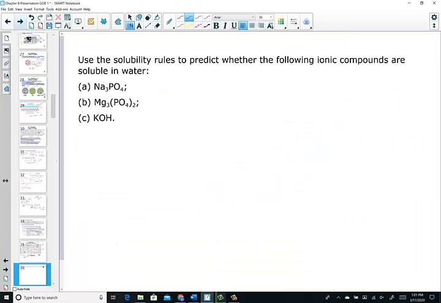Let's practice that. Use the solubility rules to predict whether the following ionic compounds are soluble in water. You have sodium phosphate, magnesium phosphate, and potassium hydroxide. Take a moment with your solubility table and tell me what you see. Pausing the video.